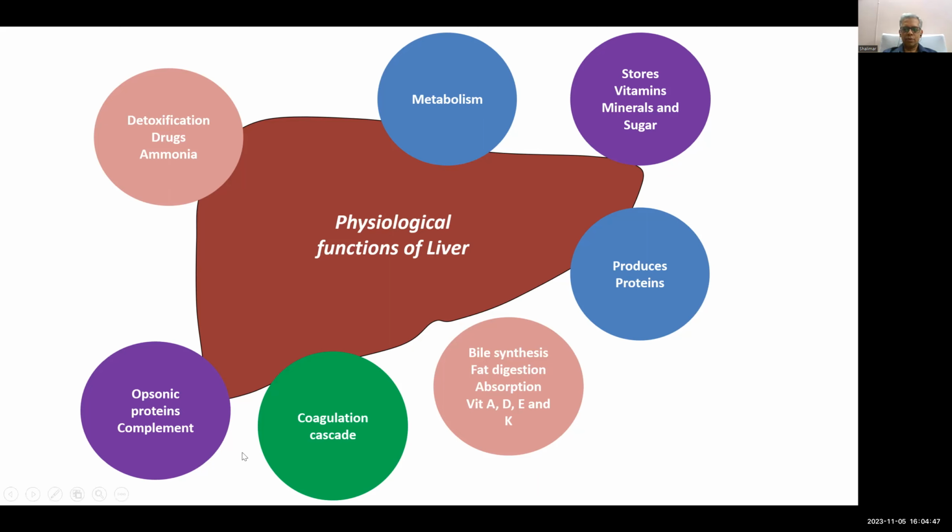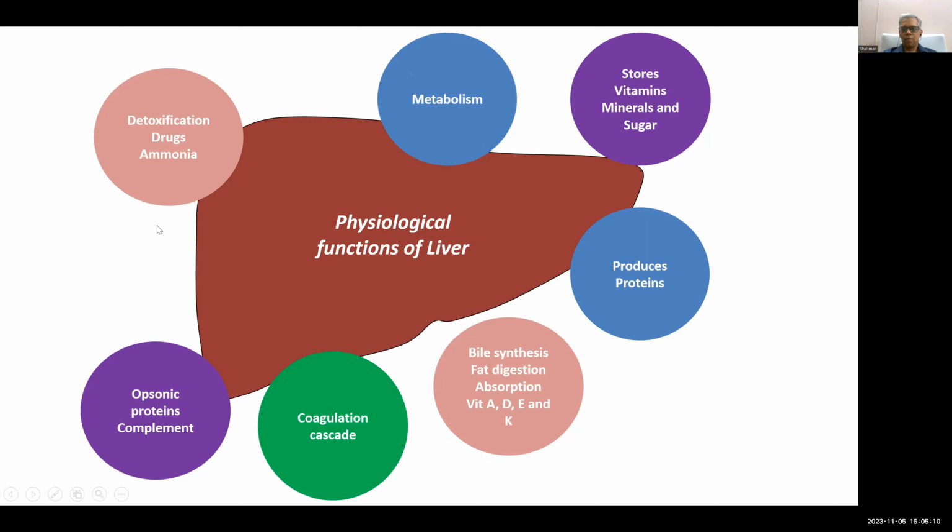It also produces lots of coagulation factors, which help in the coagulation cascade. In addition, other proteins, including opsonic proteins and complements, are produced. It also detoxifies drugs and takes care of ammonia, which is converted into urea and excreted out of the body. So this is what we know about the physiological function.